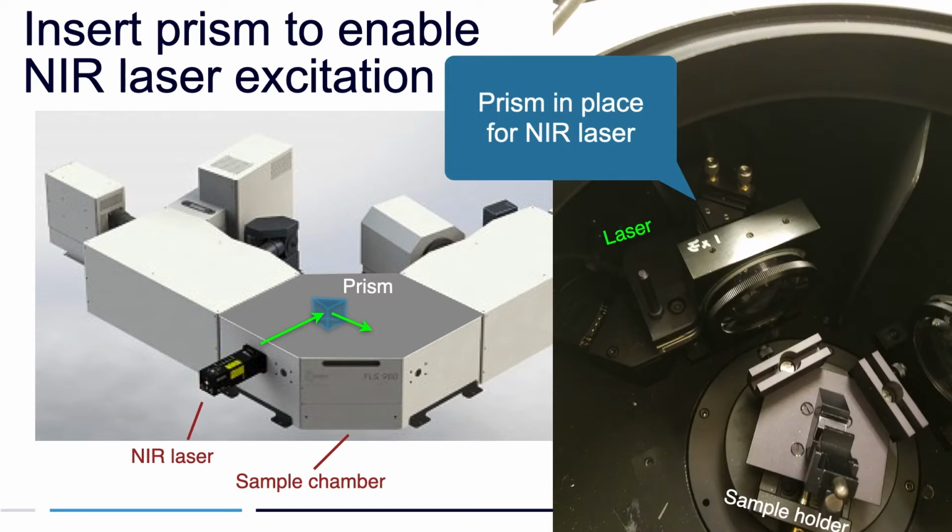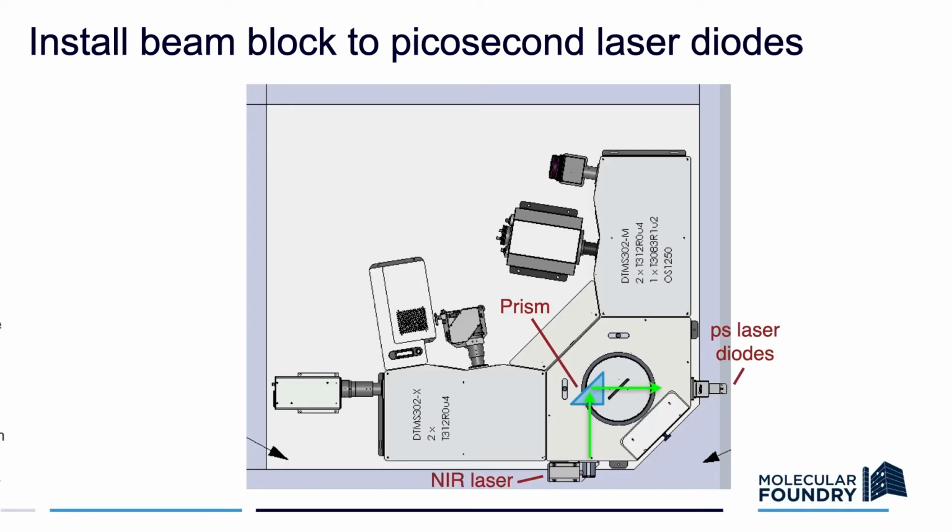This is a picture of the prism that's in place. You can see that now the laser, which comes from the side, will be steered into this solid sample holder. And here's an overhead view of the prism. And you can also see that we need to block out the laser beam so that it doesn't go right into the picosecond laser diodes.